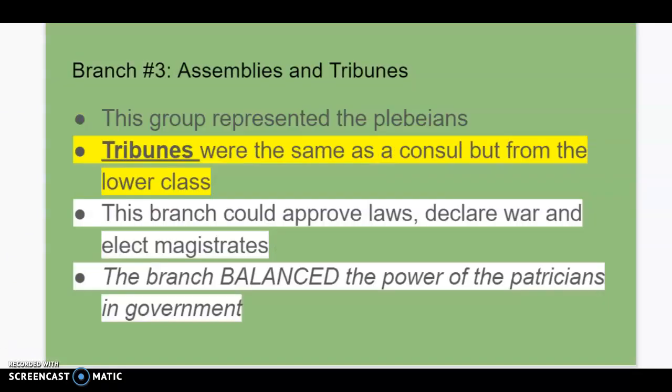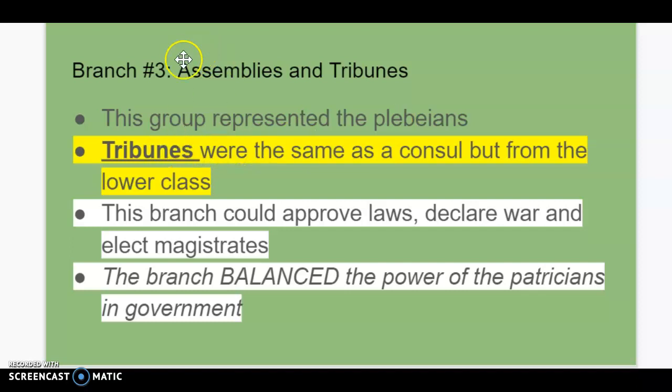And now our third branch of government. This is the branch that was allowed by the patricians as a compromise. We talked earlier last week that there were plebeians and patricians, and the plebeians are the lower class common people, and they far outnumber the number of patricians that there are. And so this third branch ended up representing the lower class. It ended up representing the plebeians, because the patricians recognized that this government would not last if more people weren't given a say in government.